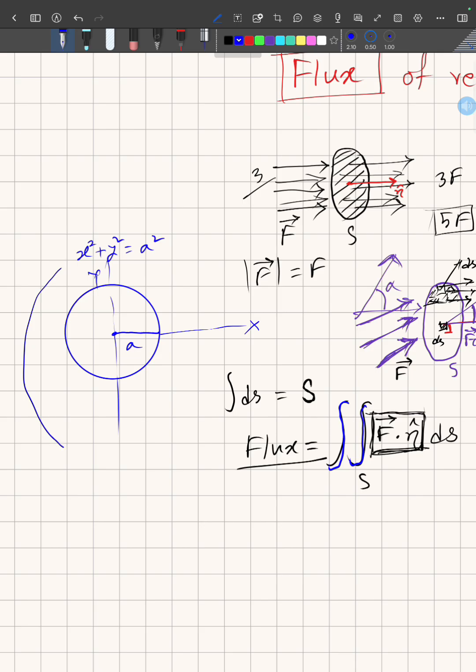If you parameterize this, we'll get x is equal to a cos theta and y is equal to a sin theta, where a is the radius of this circle and theta is, how do I explain this? Okay, so let's say that this is a vector. Let's define this in terms of vectors: x i cap plus y j cap.